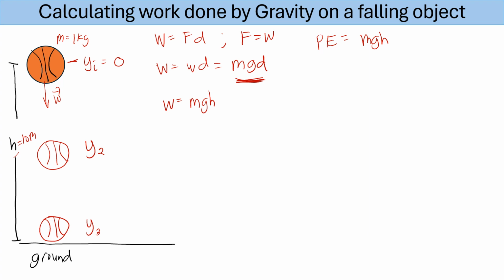Now the question is, what if we want to find the specific work done by gravity on the ball at certain heights, let us say from y initial up to y2? We will substitute that here. Work will be equal to mg, and the displacement there will be yi minus y2. Let's take a general form of that. Let us say yf.